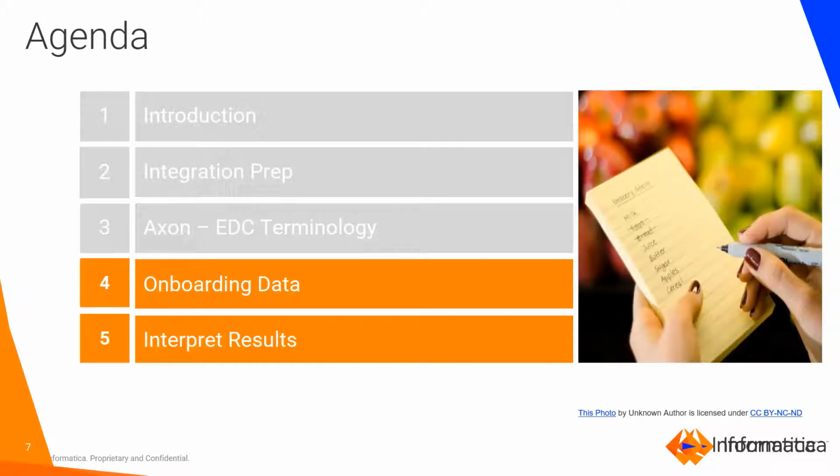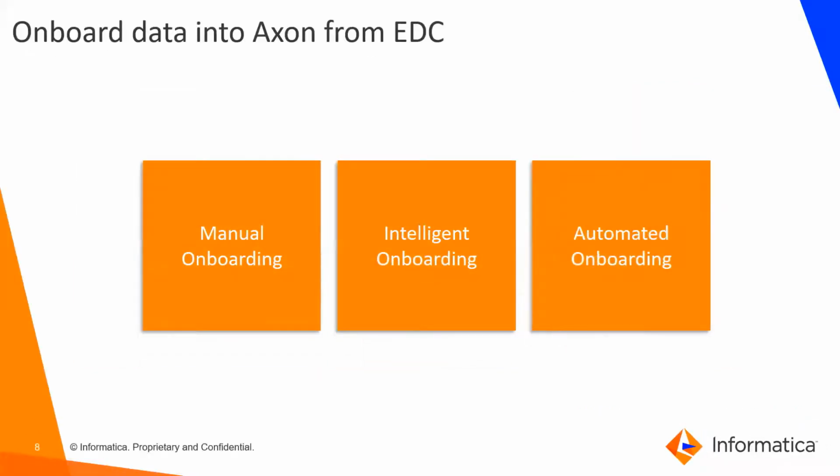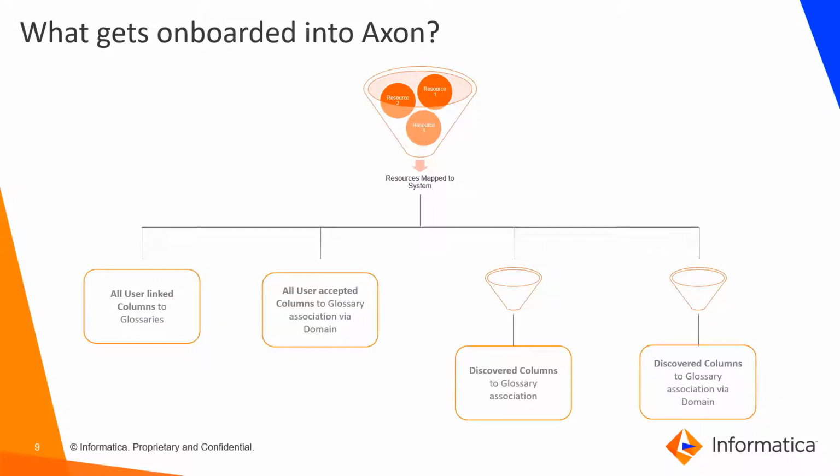We will see the concept of onboarding the data, and then how we can interpret the results on the Axon side. The data that you are going to feed in is done by something we call onboarding. There are three ways of onboarding your metadata into Axon from the EDC side. We'll see them one by one. What you are going to onboard here, as I said, is the relationship between multiple resources and a system. That is something you have to do physically or manually. HR is your system, and there may be 5 or 6 sources or resources from where your HR data is linked to a system. You have to manually link them, and this is something you can do on the Axon side as of now.